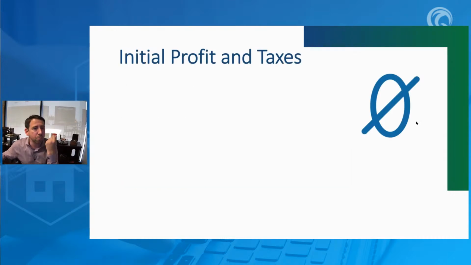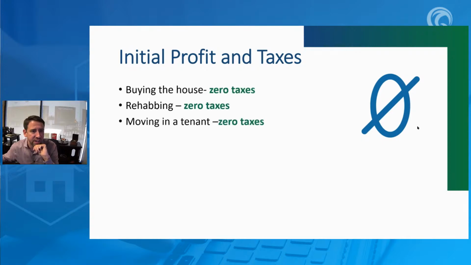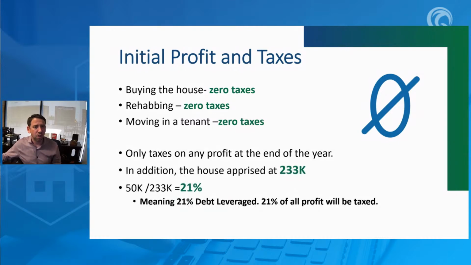All right, so initial profits and taxation. Let's see what it really looks like. Initially, when you buy the house, there are no taxes. Rehabbing and moving in tenants and so on, there are zero taxes at this point in time in the IRA, even though you borrowed money from a lender. Why is that? Ultimately, you haven't made any profit. People sometimes forget about that. Unless you're making profit, you have zero taxation. So you only pay taxes at the end of the year if there is profit made. Now, what's nice is the house actually appraised for $233,000.